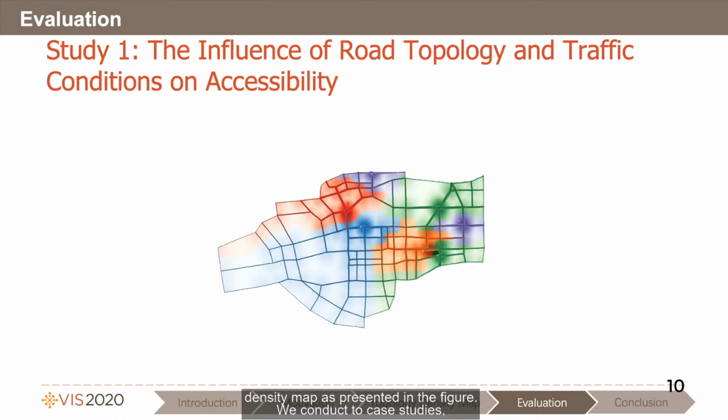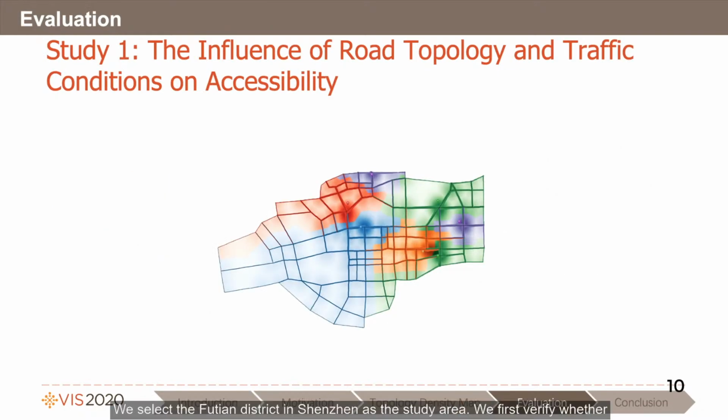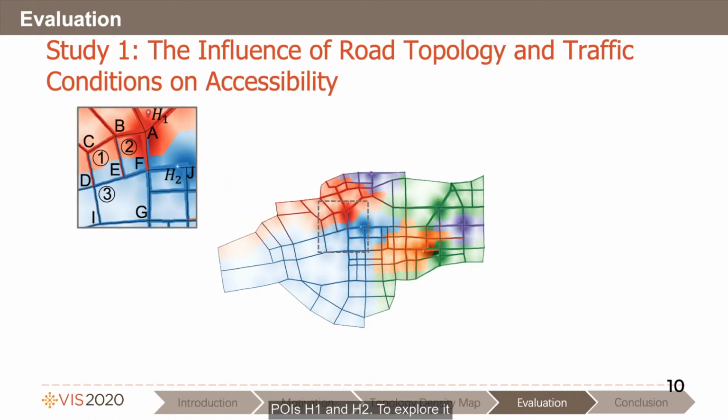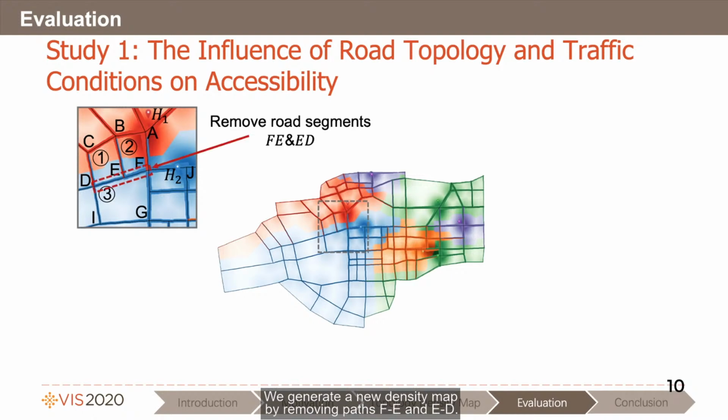We conduct two case studies. We select the Futian district in Shenzhen as the study area. We first verify whether the topology density map can present the density fields accurately with requirement R1 by taking both road topology and traffic conditions into consideration. In the selected area, we find that there are two different points of interest, H1 and H2. To explore it, we generate a new density map by removing passes FE and ED.